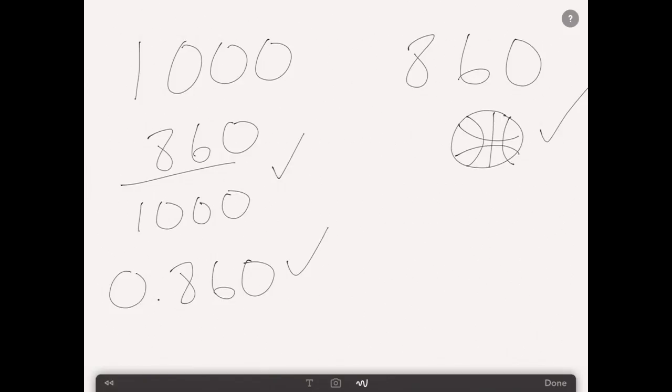How about as a decimal in the hundredths and fraction in the hundredths? So my denominator is 100, 86, and 0.86, 86 hundredths. There you go. Hopefully that helps.